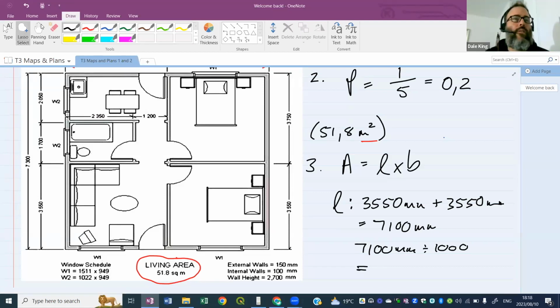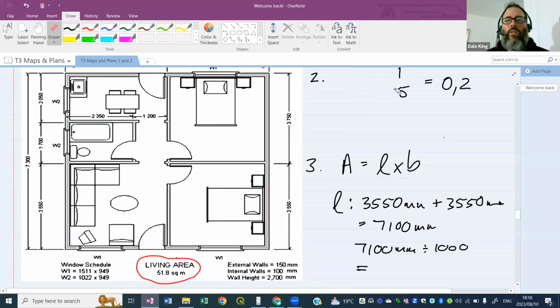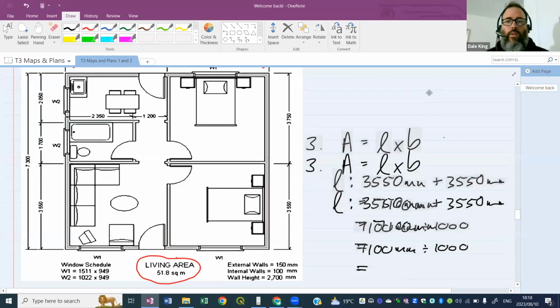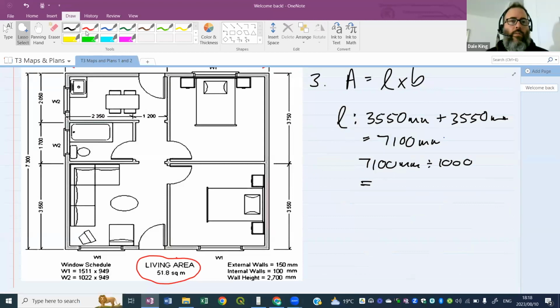Is it 7,1? Absolutely, yes, you are absolutely right. All right, let me just move this up. I'm going to make space here. 7,1, I'm going to write it down. All right, that should be fine. So 7,1 meters. All right, we got meters. We need meters.